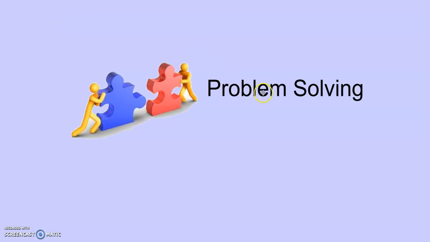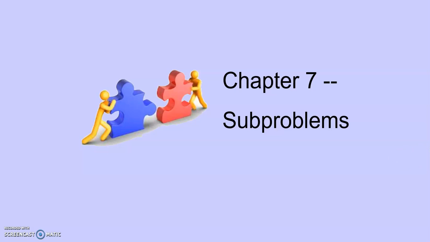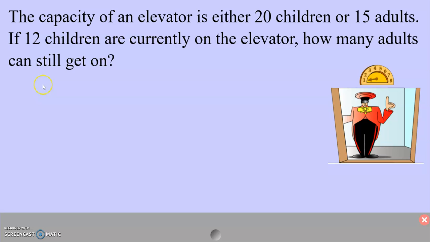Hello, welcome back. We're going to continue talking about Chapter 7 today, subproblems. Let's take a look at an example problem. The capacity of an elevator is either 20 children or 15 adults. If 12 children are currently on the elevator, how many adults can still get on?